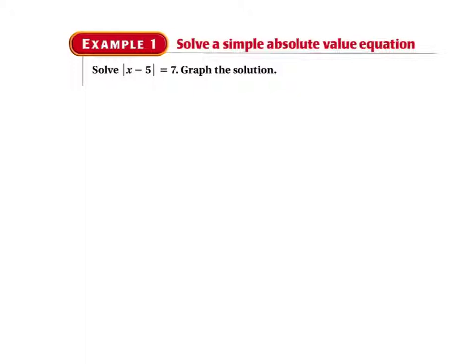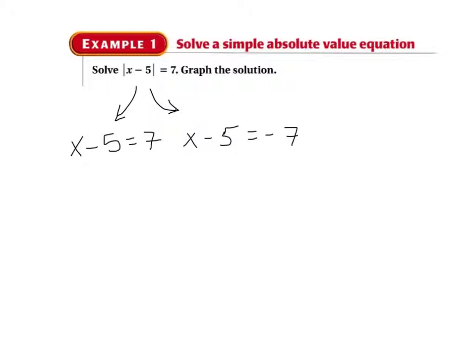Okay, example 1, we have a simple absolute value equation. We have the absolute value of x minus 5 is equal to 7. And they want us to graph the solution, and that's just on a number line. So we're going to solve two different equations. Let's switch to a pen here. We're going to solve x minus 5 is equal to 7, and we're going to solve x minus 5 is equal to negative 7.